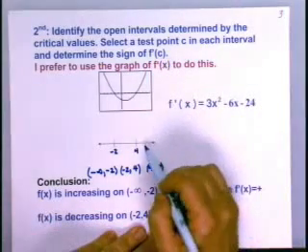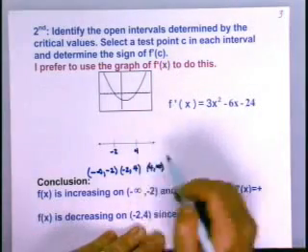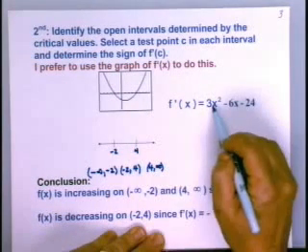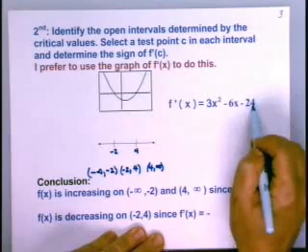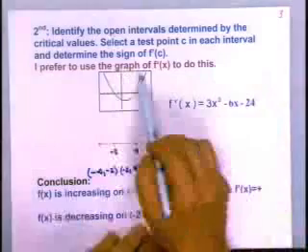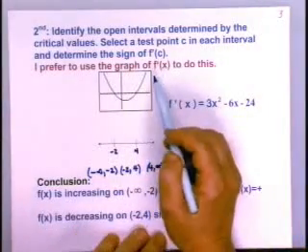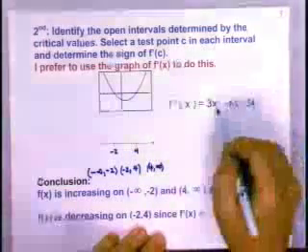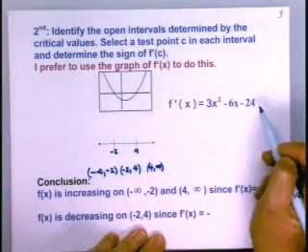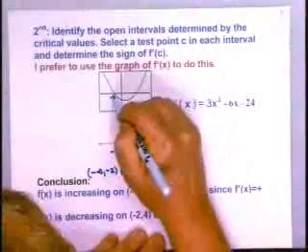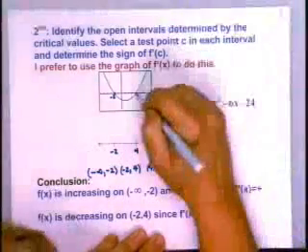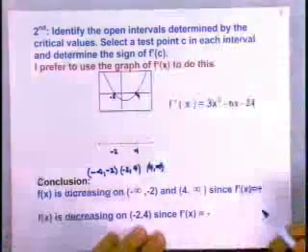One way is to just select a point, like on the interval from 4 to infinity, I might select 6. Plug 6 into the derivative and determine if it is positive or negative. I prefer to use the graph of the derivative to determine this instead of selecting test points. So here I've graphed the derivative, 3x^2 minus 6x minus 24. This is negative 2. Notice that the derivative is equal to 0 at negative 2. And again, the derivative is equal to 0 at 4.